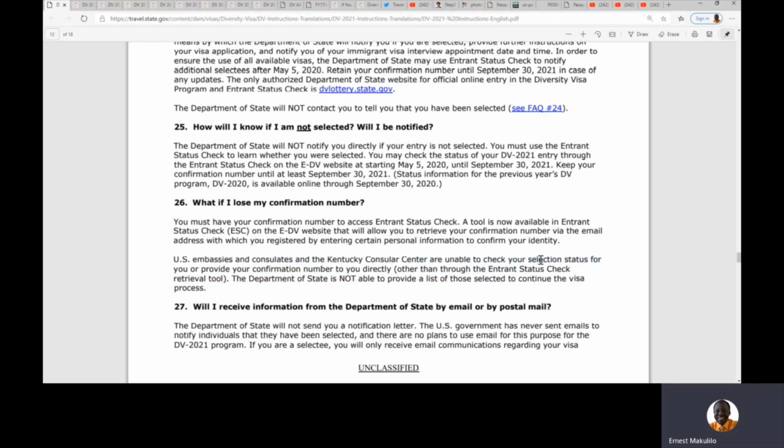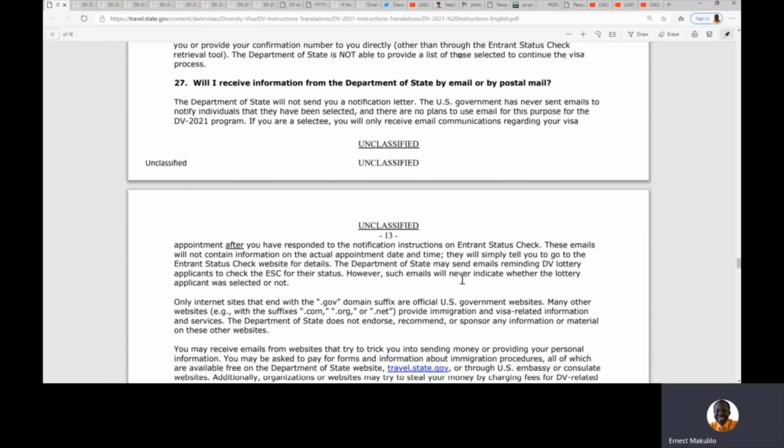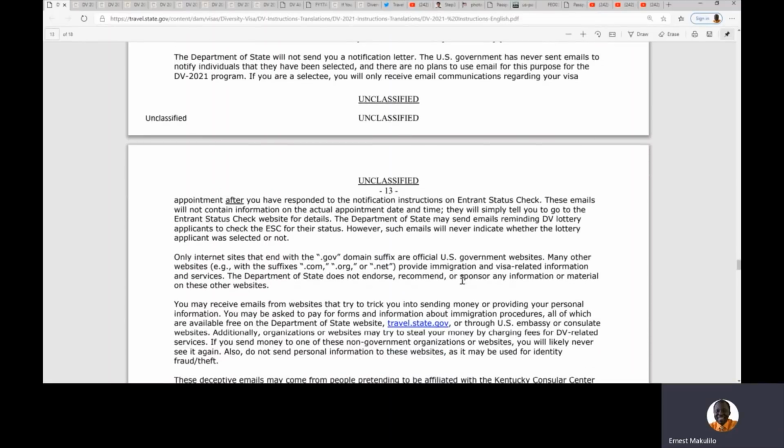That's why I usually tell people, once you get the confirmation number, screenshot it and send it to your own email. Don't write it down, because you might confuse 0 and O, or I and 1. That is some of the problem you might have. Will I receive any information by postal mail? No, no one is sending you anything by postal mail.